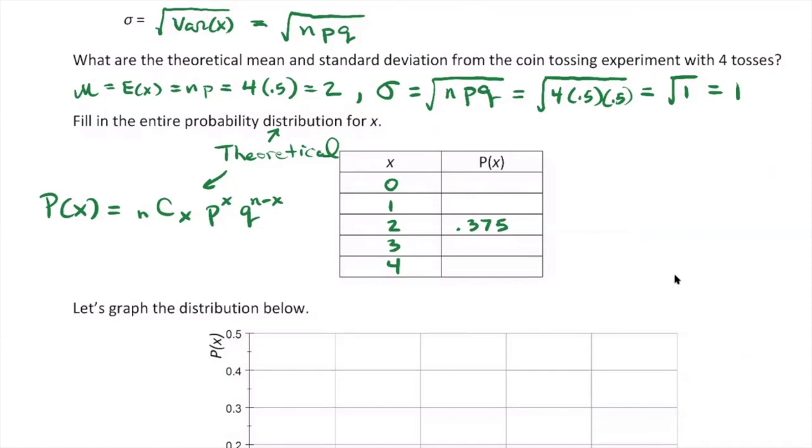Let's do this again for 3 heads. I don't want to make us do all of this, but let's do the probability that x is 3. The formula is over on the left. Remember, n is 4, so it's going to be 4 choose 3. And then p to the x, p is 0.5 to the x, which is 3. And then q is also 0.5, but that's to the n minus x, and n is 4, so it's 4 minus 3, like that.